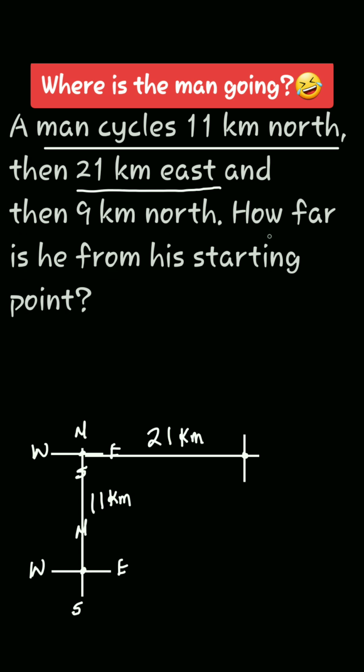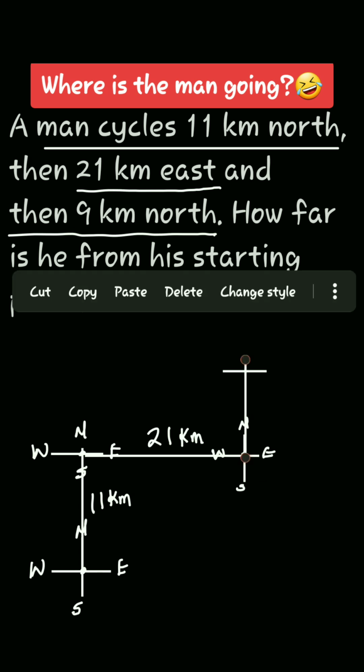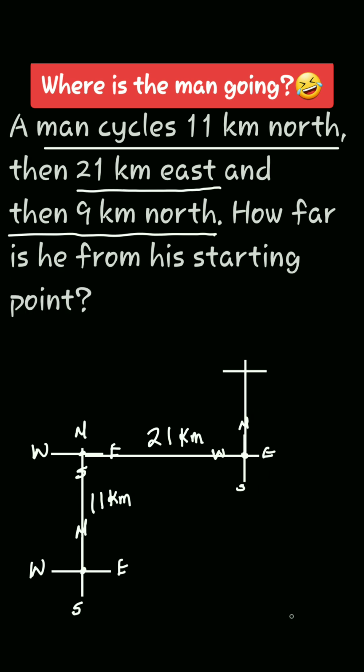Now, the man didn't stop there. At this point where the man is, this is the north, the east, the south, and the west. Now, it continued, and then 9 kilometers north. So the man moved 9 kilometers due north from his current position. 9 kilometers is supposed to be shorter than 11 kilometers. So let's say we have this, and then we stop here. So now currently, the man is here. This is 9 kilometers. So this is where the man is now.